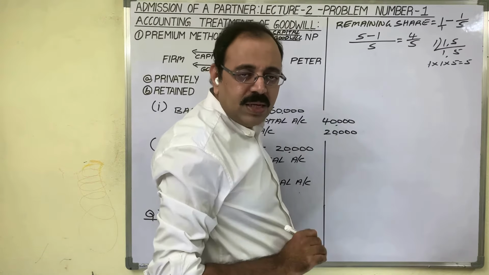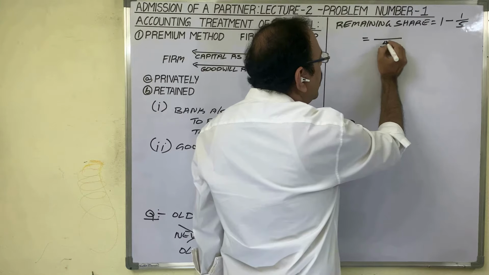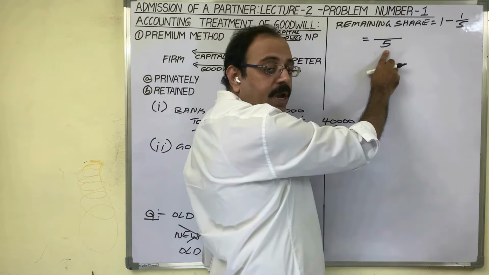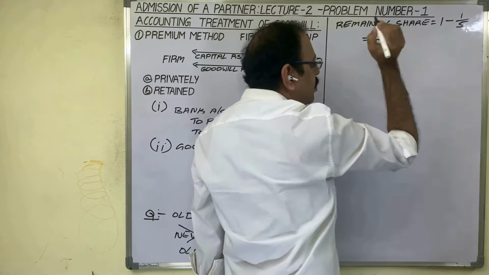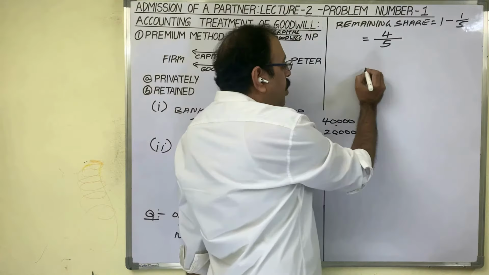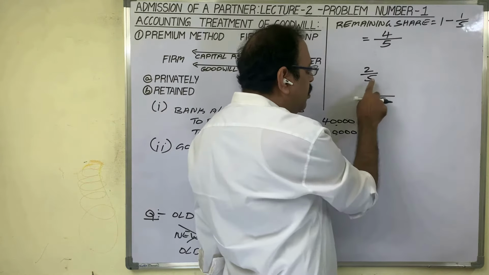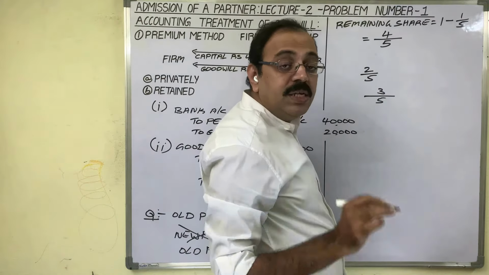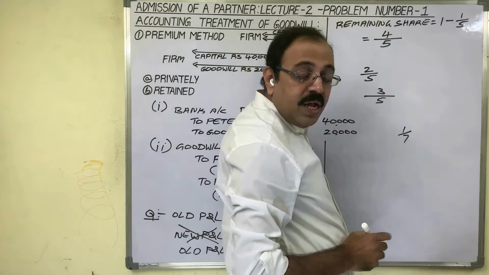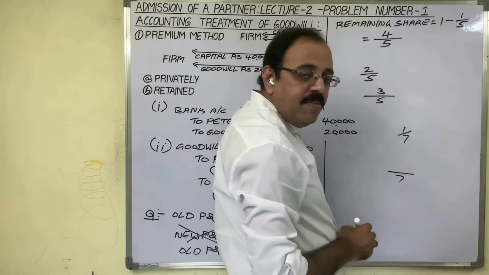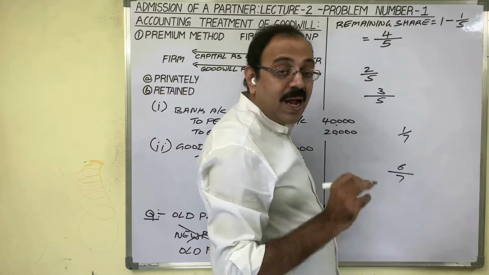But you need not do all these things. Simply, when you want to calculate the remaining share, in the denominator write down this 5 as it is, and in the numerator, from this 5, deduct this 1. 5 minus 1 is equal to 4. That is enough. For example, if the new partner's share is 2/5, then how much is the remaining share? 5 minus 2, 3. Remaining share is 3/5. Suppose to the new partner, old partners are giving 1/7 share. Then how much is the remaining share? Denominator same. In numerator, 7 minus 1, 6. Remaining share is 6/7. In that manner, we have to calculate this.